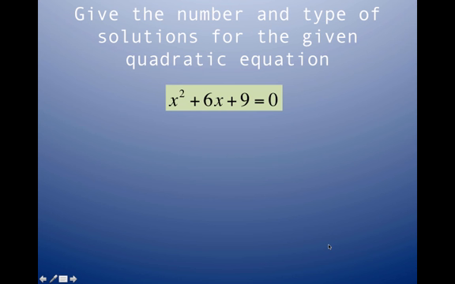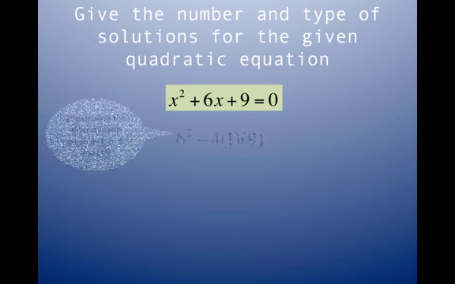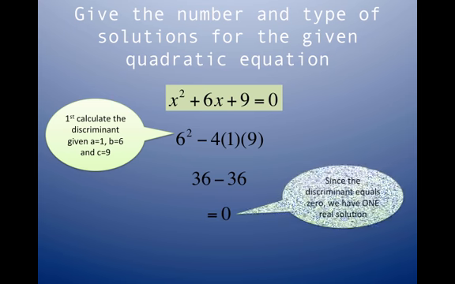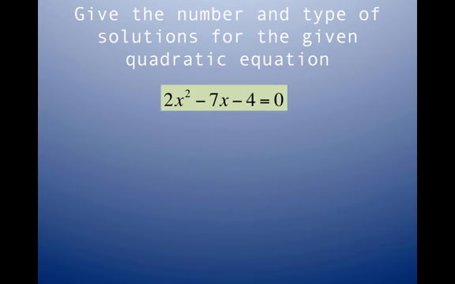All right, so let's just run through three examples here. Give the number and type of solutions for the given quadratic equation. All right, so I see this quadratic equation. What do I want to do? Do I need to solve it? No, I don't. I just need to calculate the discriminant. I need to do b squared minus 4ac, and when I plug this in, I get 36 minus 36, or 0. All right, what does it mean when the discriminant's 0? It means we have one real solution. In other words, that parabola is sitting on the x-axis.